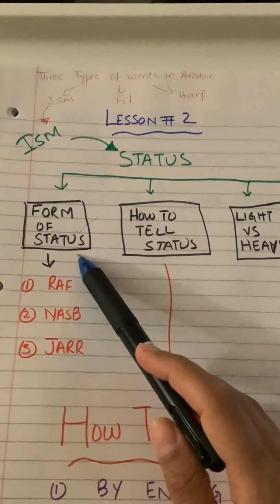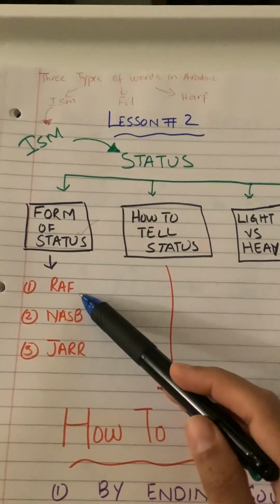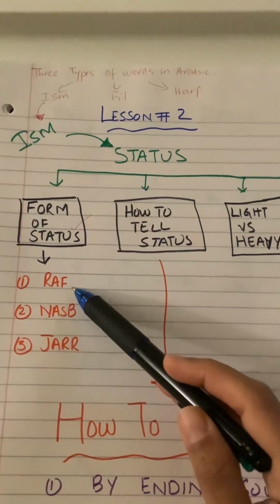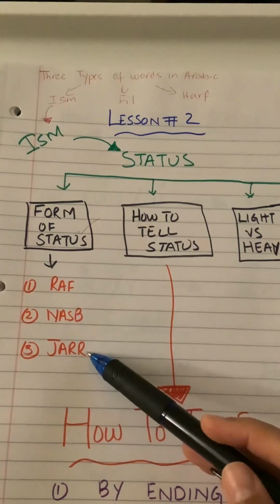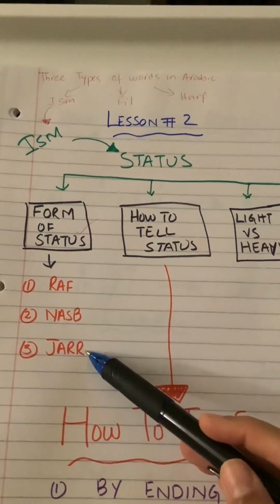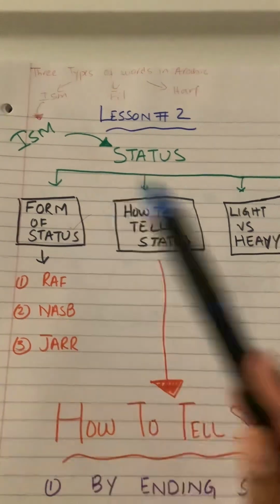Yesterday we did the form of the status, in which we learned that the first is the rafa, which means the doer of the fi'l. The second is the nasb, which is the detail of the fi'l. And the third one was jar, which was the word that comes after "of." So we're done with the form of status.